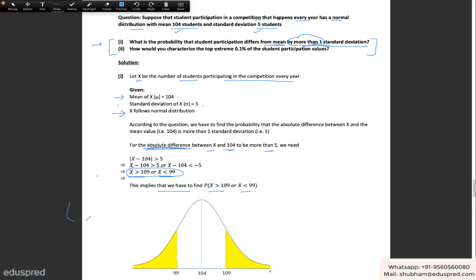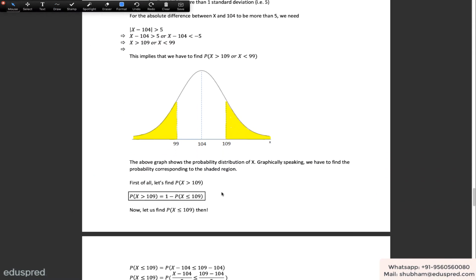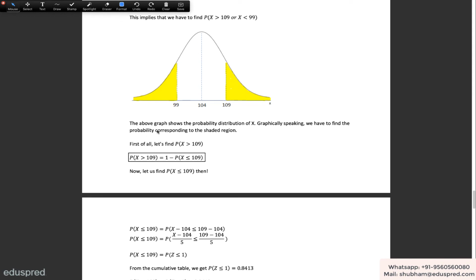So graphically speaking, we have to figure out this probability. This graph that you see over here is for x. This over here is the mean value. This is 109 and this is 99. We have to find the probability of x greater than 109, so this yellow shaded region and this yellow shaded region. So now let's see how we can find that. The above graph shows the probability distribution of x. Graphically speaking, we have to find the probability corresponding to this yellow shaded region.